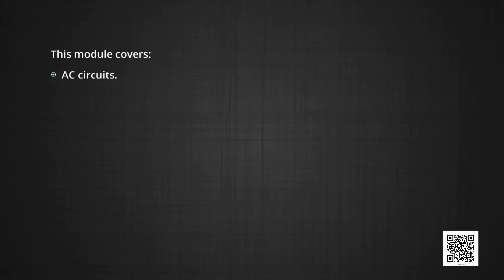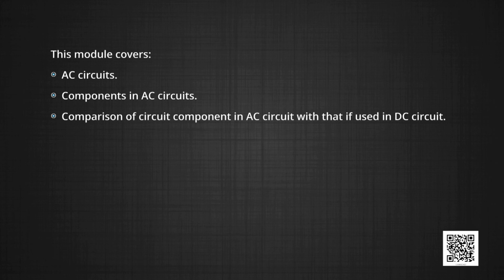Today I will discuss module 5 of unit 4, alternating current electricity or AC. Before going ahead, we should have an idea of current electricity, which we have done in the previous module. This module will cover AC circuits, components in AC circuits, and a comparison of circuit components in AC circuits with those used in DC circuits, reactance mathematically.